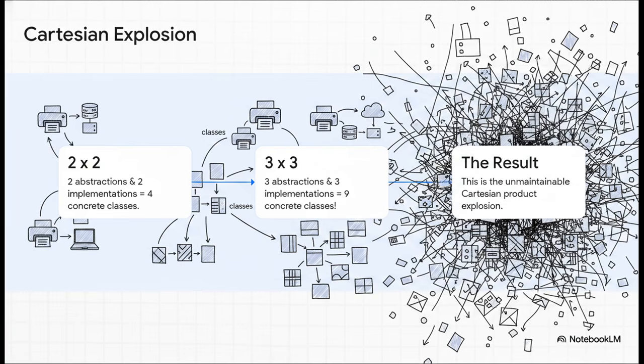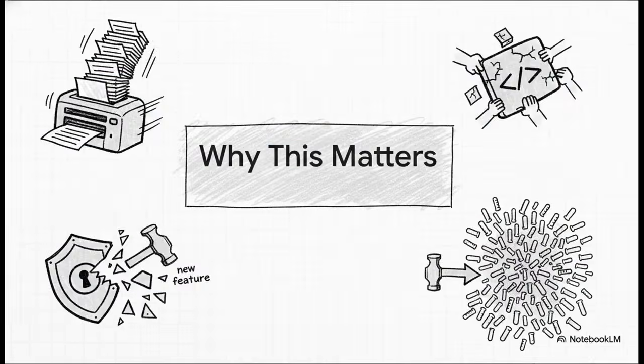But what happens when you add just one more printer type and one more place to print? Suddenly, you're not at 6 classes, you're at 9. This is what we call the Cartesian product explosion, and it's a one-way ticket to a system that's impossible to manage. And look, this isn't just some academic thought experiment.